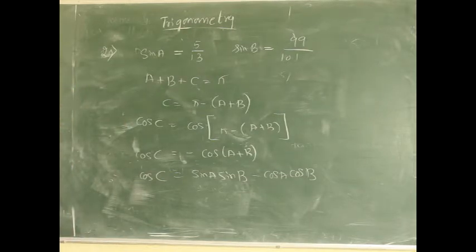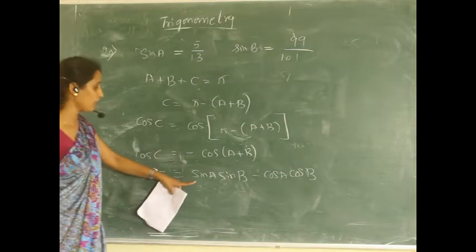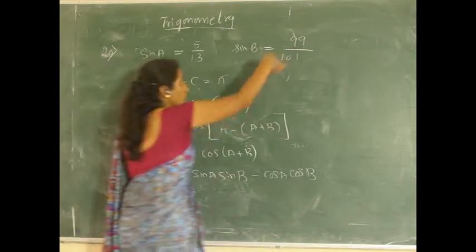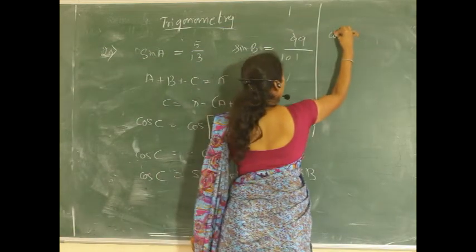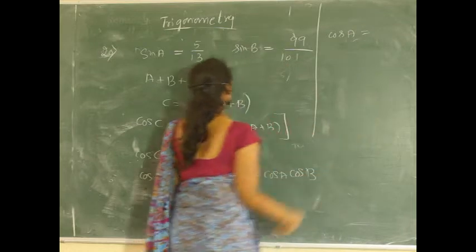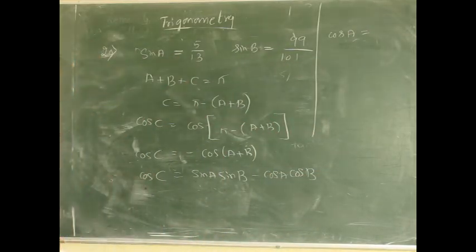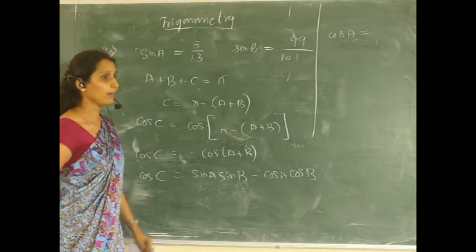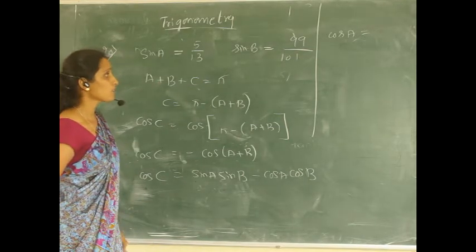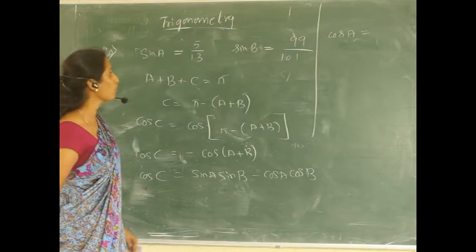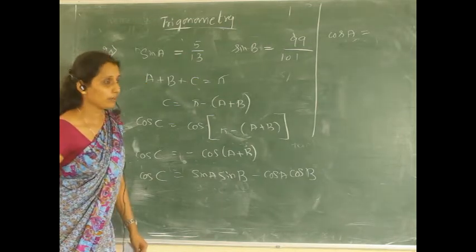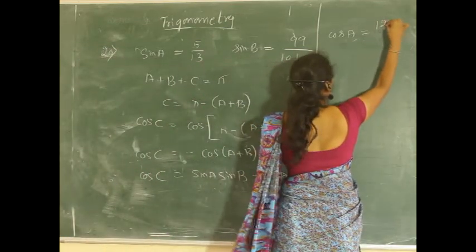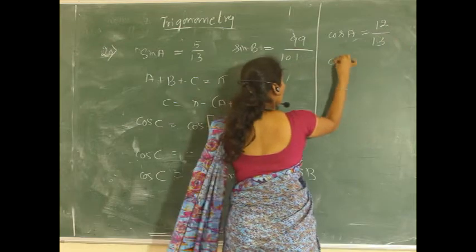Now what we have to calculate is cos C. We need the value of sin A sin B, which is given already, so we find cos A and cos B. Sin A is 5 by 13, which means opposite side by hypotenuse. The Pythagorean triplet is 5, 13 and 12. Cos A will be adjacent side by hypotenuse, so that will be 12 by 13.